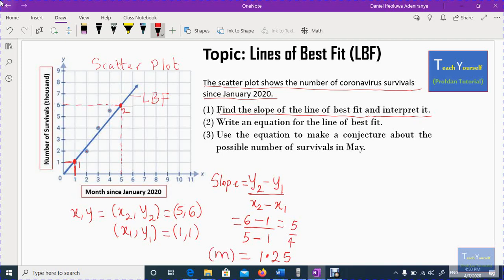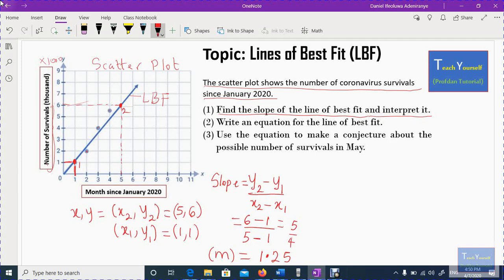This is the slope of the line of best fit. The question says we should interpret it. So how do you interpret? What is the meaning of this slope value 1.25? First, go to the y-axis. It says number of survivors of coronavirus, which is in 1,000. In thousand means that what you are seeing here actually means 1 times 1000. So this is 1000, 2000, 3000. So this y-axis is like saying times 1000.